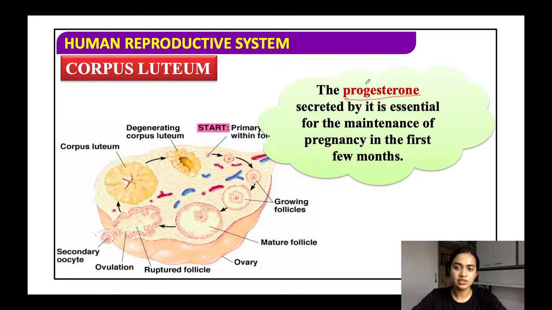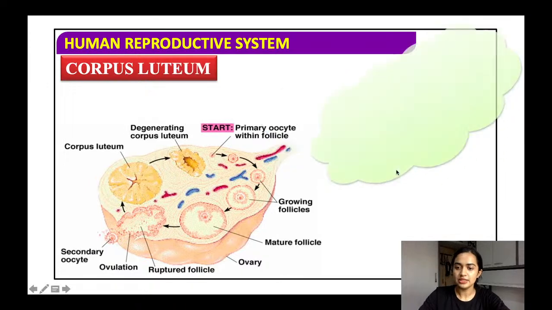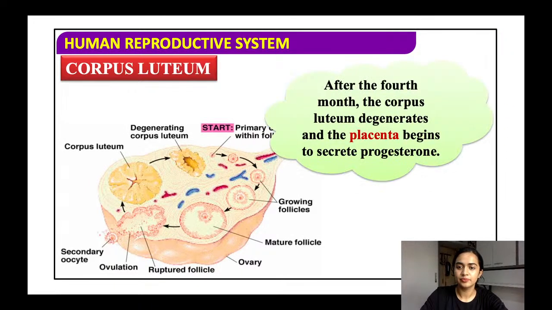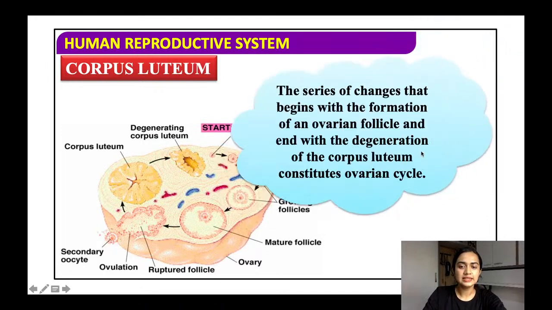तो ये जो प्रोजेस्टेरॉन रिलीज करता है अगर फर्टिलाइज नहीं हुआ तो ये प्रोजेस्टेरॉन ज़्यादा काम का नहीं है. But once the ova is fertilized, this progesterone plays a very important role, and this is essential for the maintenance of the pregnancy only in the first few months, in the first 4 months. What happens after the first 4 months is that the corpus luteum degenerates and placenta formation will begin. And the placenta itself will secrete the progesterone. I hope this is clear.